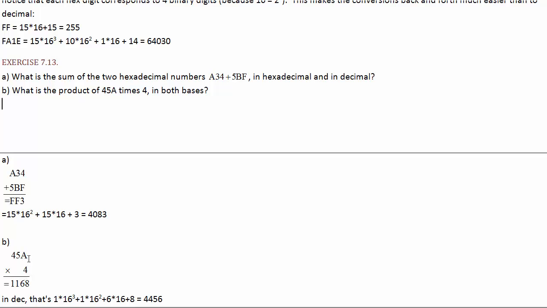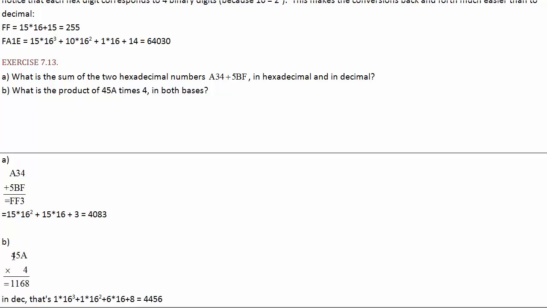So A times 4, A is a 10, that's 40. And how many 16s go into 40? 2 of them. So we're carrying a 2, and the remainder of that is 40 minus 32, which is 8. Okay, now 4 times 5 is 20, which has 1 16 in it, remainder 4, and then plus the 2 that we carried is a 6.